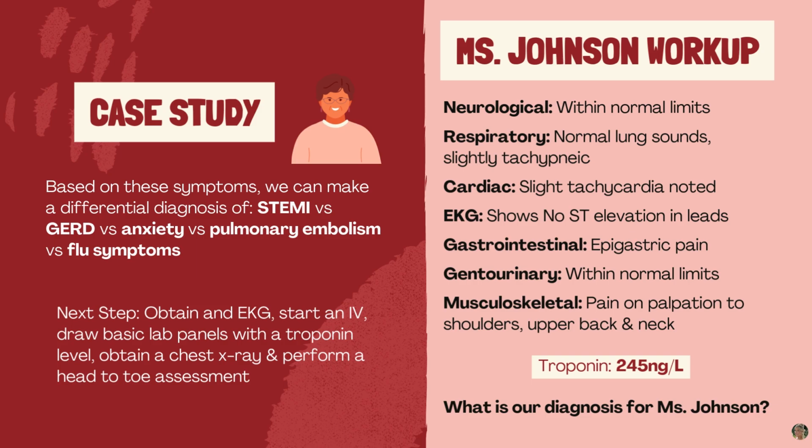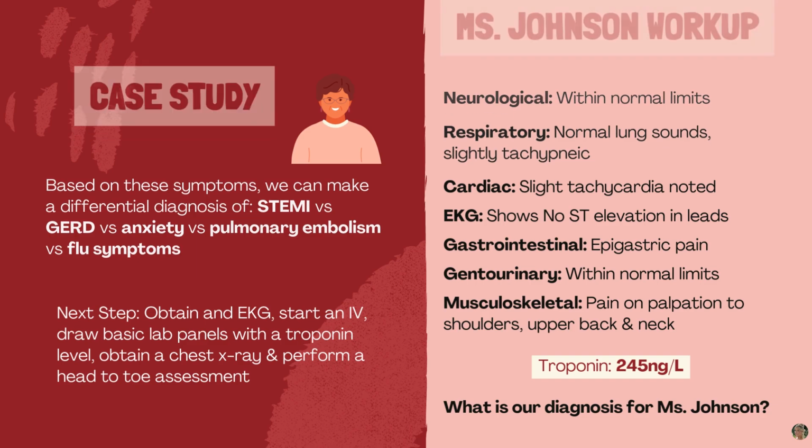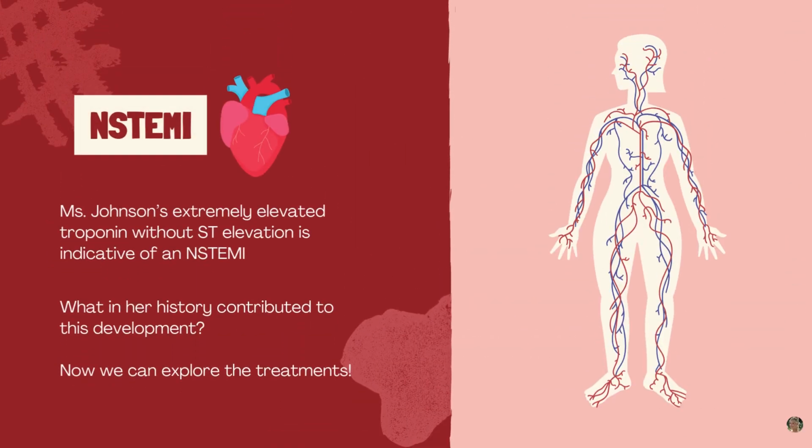So, what is our diagnosis for Ms. Johnson? I'll give you a minute to think about it. If you guessed NSTEMI, you are correct. She presented with an extremely elevated troponin, but her ST segment was not elevated on her EKG, so we ruled out that life-threatening heart attack. However, with that troponin, we can now pinpoint that it is an NSTEMI and not unstable angina, because remember that the differentiating factor between those two is the elevated troponin.